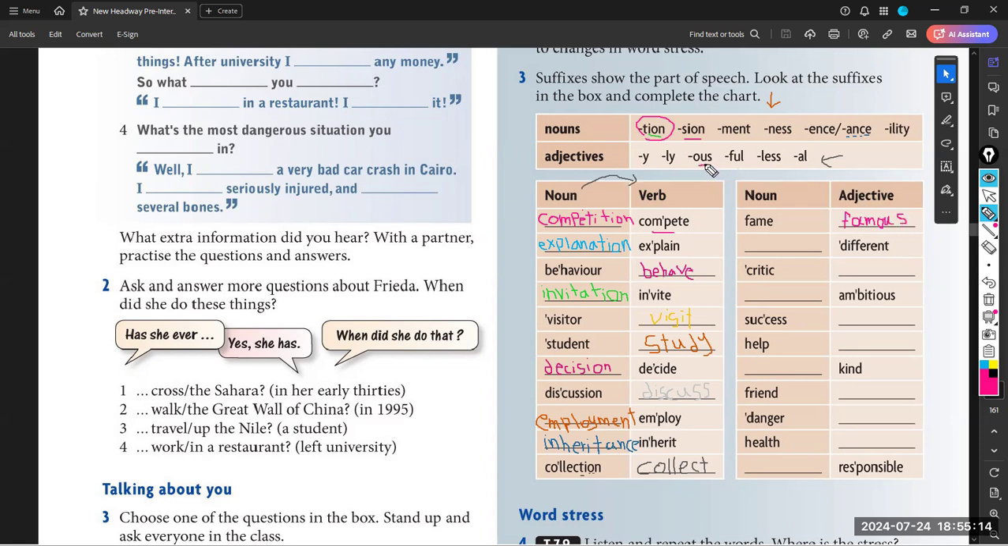This is it. Okay, now we have different. Difference. Thank you. So different as a noun. Notice that here, these are the suffixes I use for nouns, and these are the suffixes I use for what? For adjectives. So difference as a noun, different as an adjective. So difference, E-N-C-E.